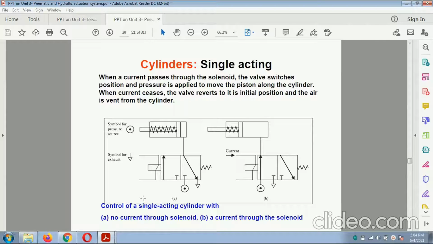When current passes through the solenoid, the valve switches position, and pressure is applied to move the piston along the cylinder. When the current stops, the valve reverts to its initial position and the air is vented from the cylinder. So this is the operation of the single acting cylinder. The first diagram indicates no current through the solenoid, and the second diagram indicates a current through the solenoid.